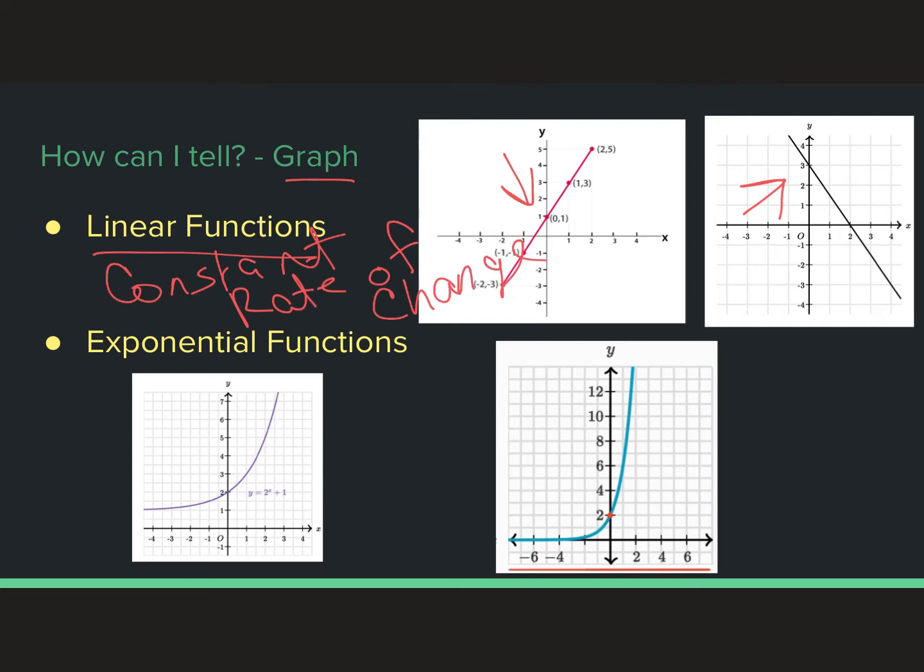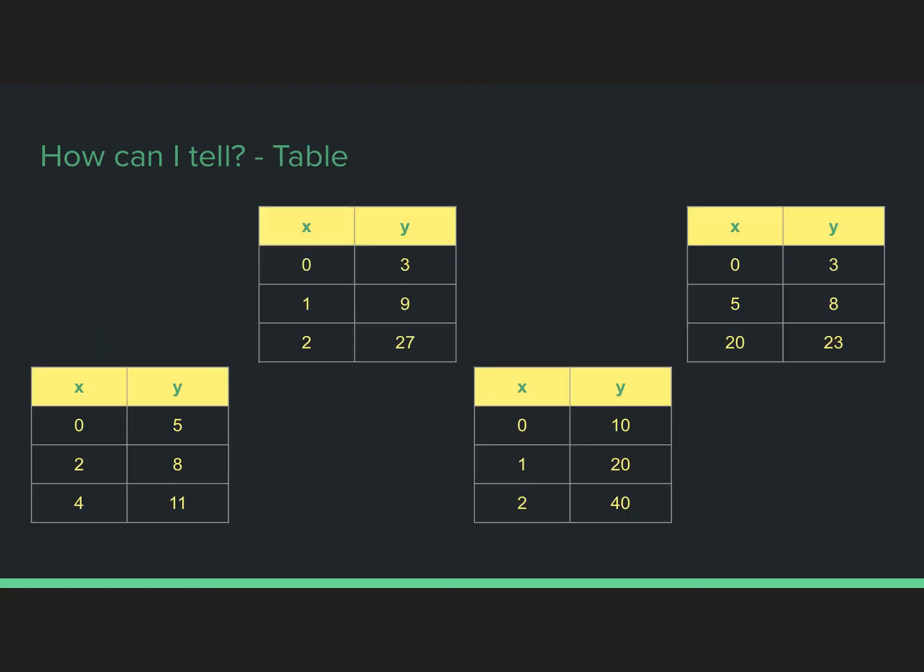But you'll notice on these exponential functions, it's not a line, it's a curve. You see that on both of these. These are exponential functions. They both show exponential growth and they both show curves. So an exponential function, when you look at the graph, will look like a curve.